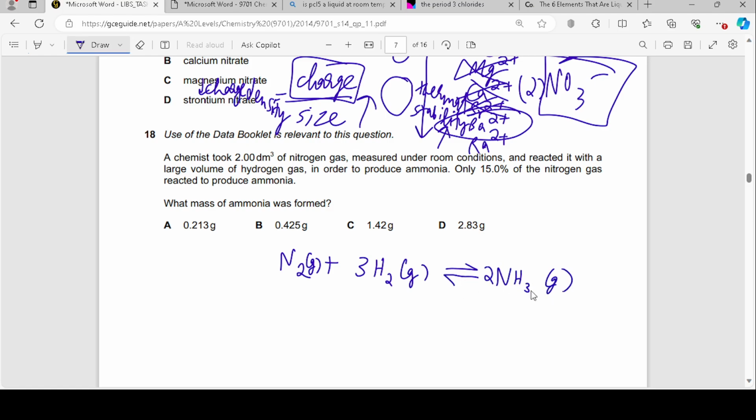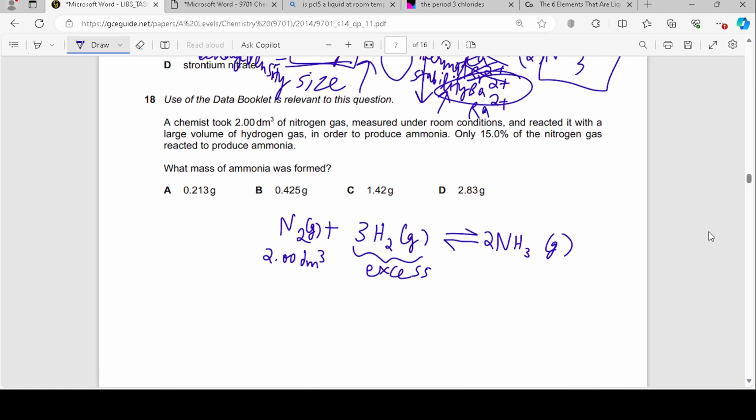Okay. And I know this is 2.00 cubic decimeters of nitrogen gas, a large volume of hydrogen gas, so I just say excess or so. And what else do I know? I know that 15% of the nitrogen gas reacted to produce ammonia.